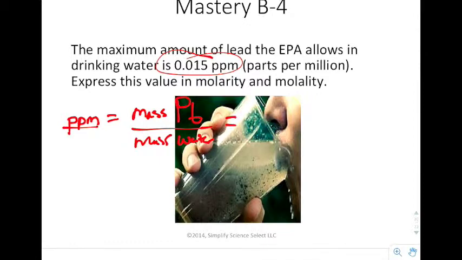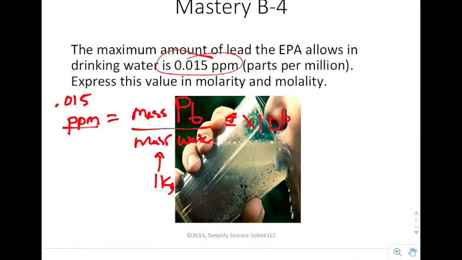I have to multiply this by 10 to the 6th, because it's parts per million. So the first thing I'm going to do is make an assumption. I'm going to assume that I have 1 kilogram of water. The reason I can do that is that the parts per million concentration is a value of concentration. It doesn't change no matter how much I put in there. So if I have 1 liter or 10 liters or 50 kilograms, it's still the same concentration. So I'm going to put 1 in there, and then I can plug my value in for parts per million.